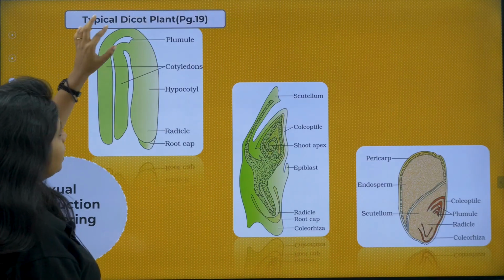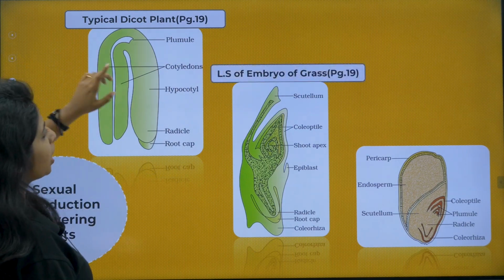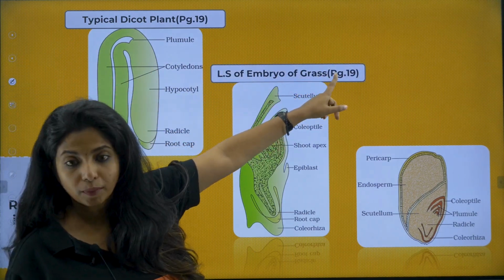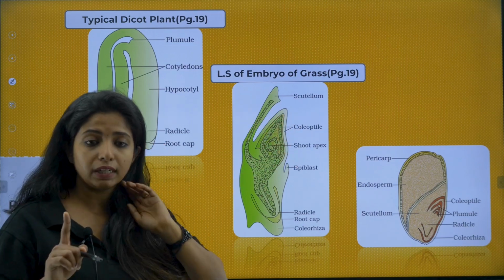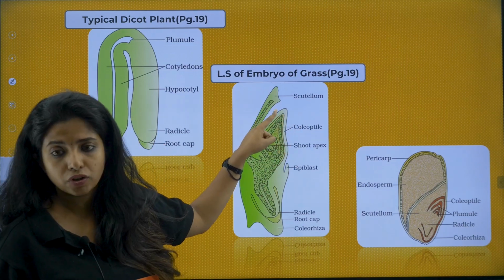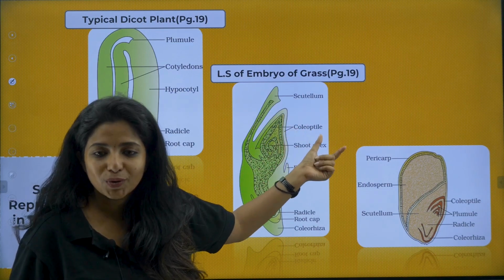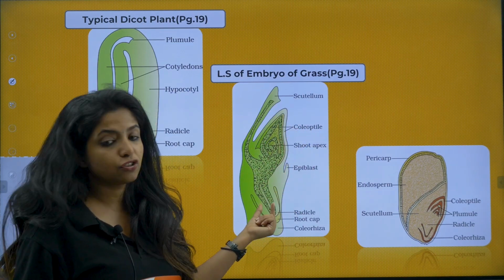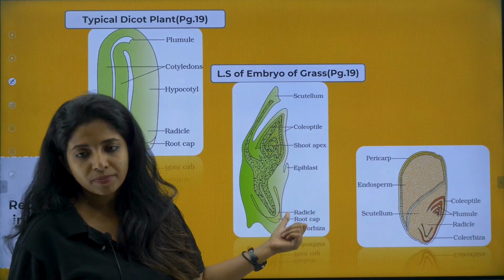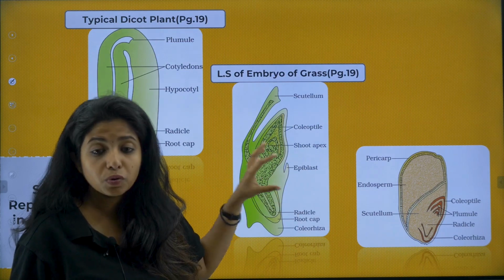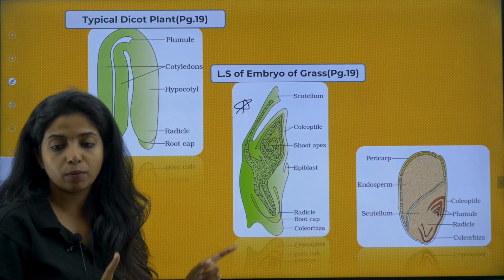Going ahead, typical dicot plant structure, but more importantly you have the LS of the embryo of grass, that is monocot, my dear children. This is a very important picture. Monocots have just one cotyledon. The name of that cotyledon is scutellum. They also have the plumule, which is the shoot apex. It is covered by something known as the coleoptile. They also have the radicle, that is the root apex, covered by the root cap and coleorhiza. All this structure is really important. You should know the diagram. This is a very important diagram, just like the antibody structure.